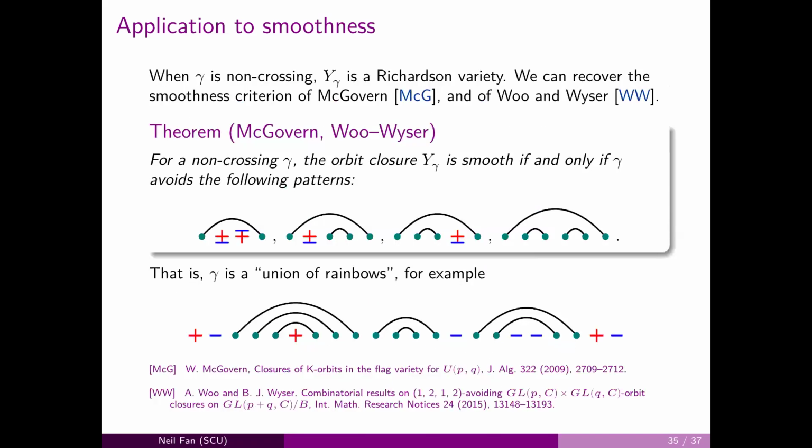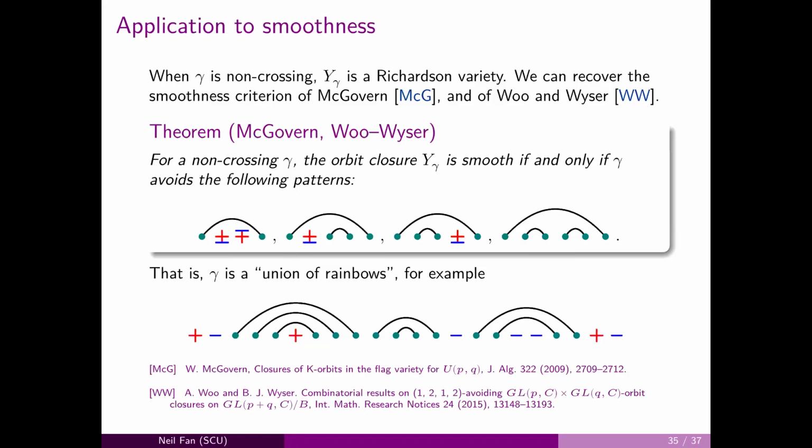Our corollary can recover the classic smoothness criterion of Brion, Wu and Wyser. They show that if γ is non-crossing, the orbit closure Y_γ is smooth, that means smooth at every point, if and only if γ avoids the following five patterns. Essentially, if γ avoids the five following patterns, γ is a union of rainbows.